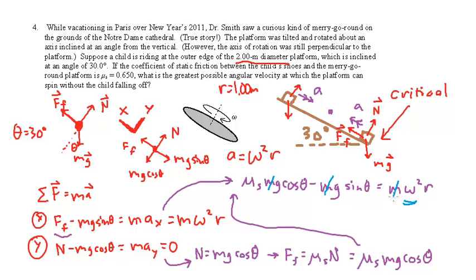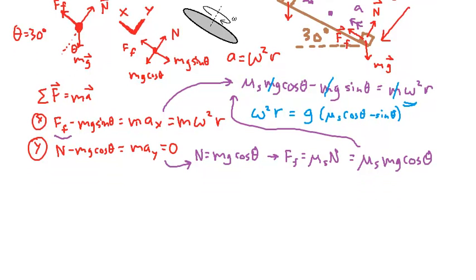Okay, and so let's see now. We take that and plug it into this equation. Here's our F_f, right? So we take that and plug it in there, and we're going to get mu s mg cos theta, that's our F_f there, minus mg sine theta equals m omega squared r. Okay, so we're going to cancel the m's. Let's go with that baby blue there. Oh, that's kind of cute.